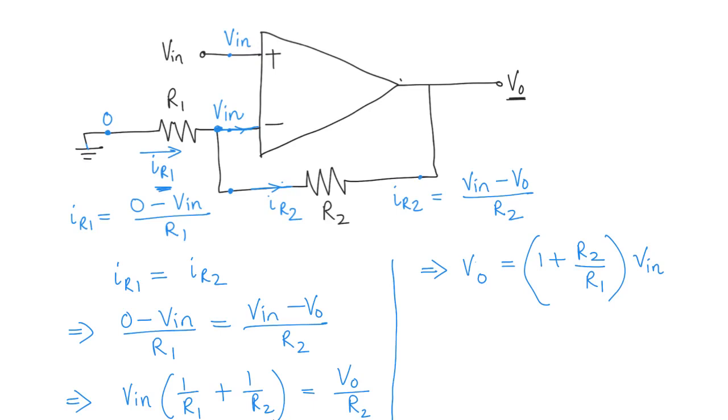So you can see that in this particular circuit, what's our gain? Our gain is this quantity here, which is 1 plus R2 over R1. And our gain is always greater than 1, right? It's always positive, and therefore we call this circuit a non-inverting amplifier.